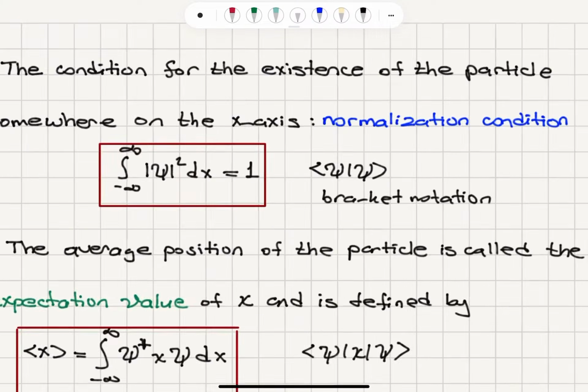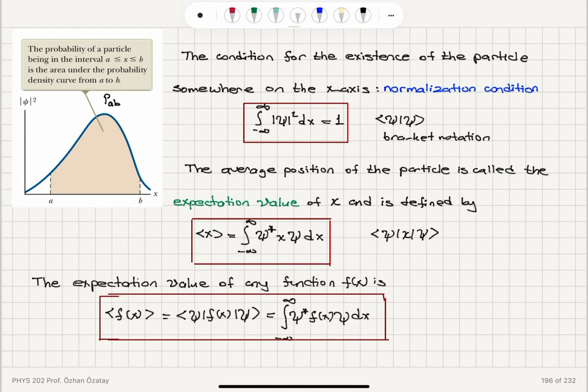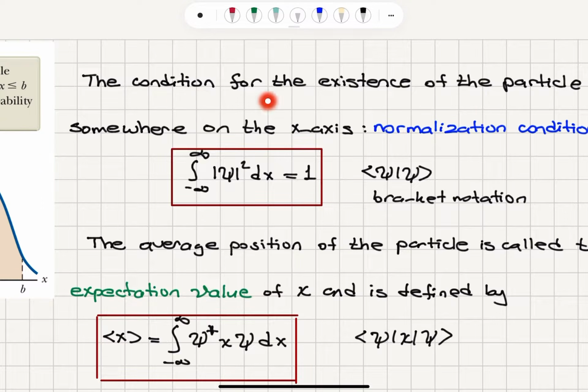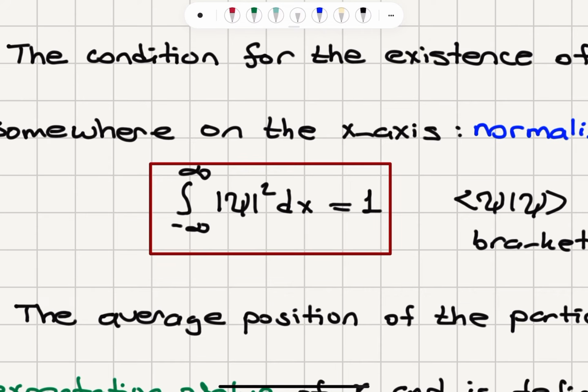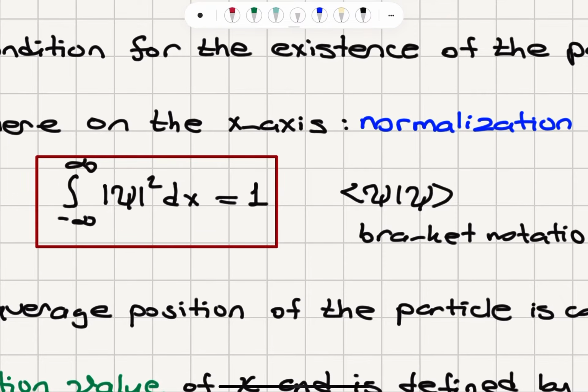Okay, so now we have a special situation. The condition for the existence of the particle somewhere on the x-axis is called the normalization condition. What is this? Well, if the particle exists, it has to be somewhere between minus infinity and plus infinity. So if we choose a and b to be minus infinity and plus infinity and integrate the probability density function, psi absolute square dx, we should get 1, because the probability of finding the particle between x equals minus infinity and x equals plus infinity should be equal to 1 if the particle exists.